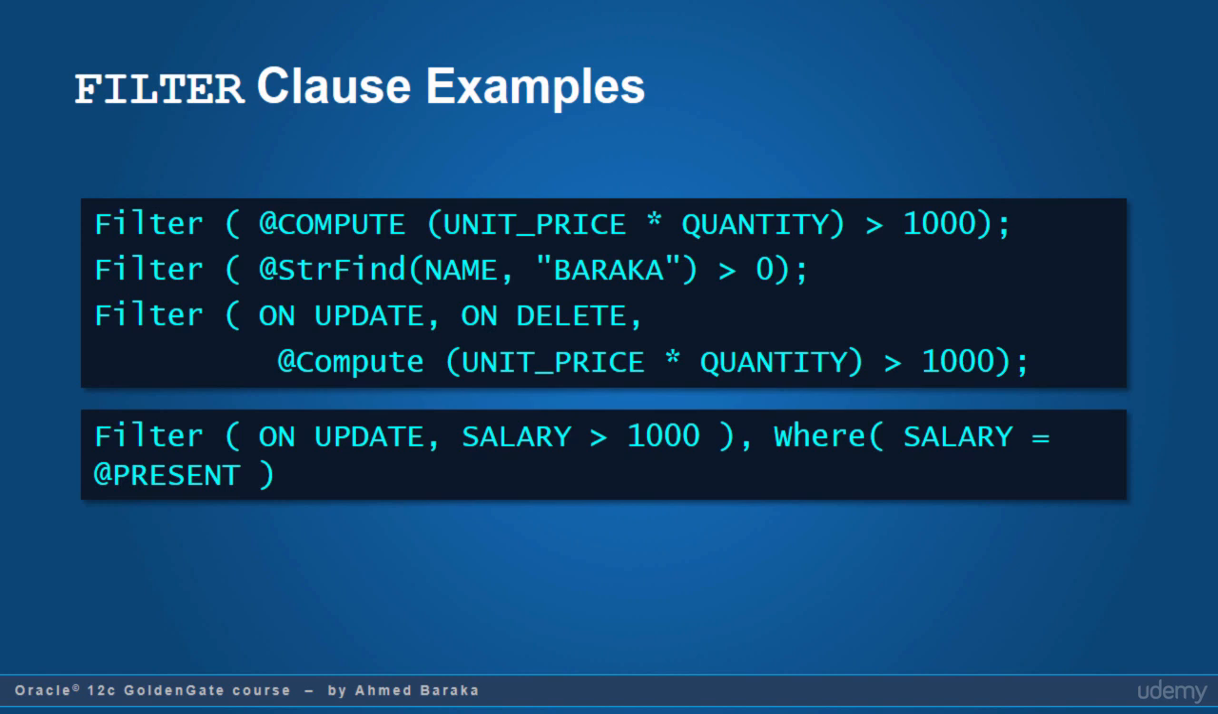Here we have 3 examples of using the filter clause. As you see, you can perform arithmetic operations, call the GoldenGate functions, and specify the operations. The last example is showing you how to mix the filter and where clauses together in a map or table statement. The filter is used to make the statement take effect only on update operations and only when the salary value is greater than 1,000. The where clause is used to make the statement take effect only when the value of the salary column is available in the operation data. You cannot merge the 2 conditions together in the filter clause because filter option supports only numeric evaluations.